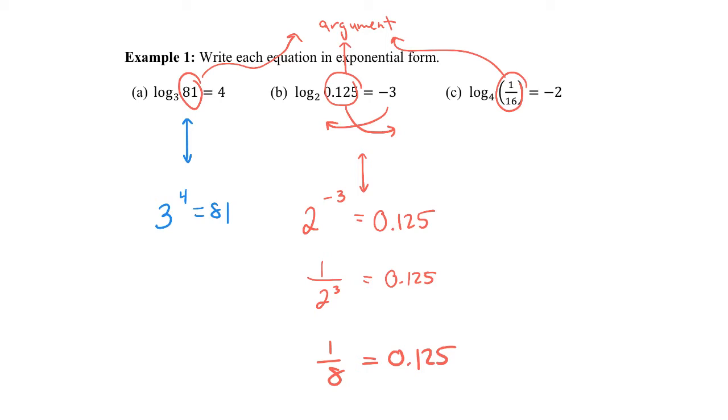Okay, so the third example, I'm going to keep the base, so the 4 remains 4. The exponent is now -2, and the answer is the argument. Okay? So we're keeping the base the same. The base drops down, and then the number that was over here moves over to the left, which is here. The argument, which was here, moves to the right, which is over here.